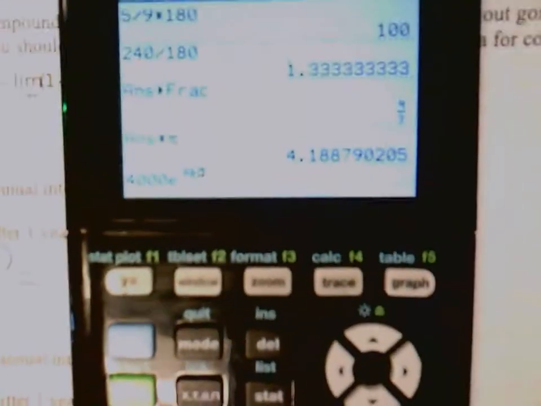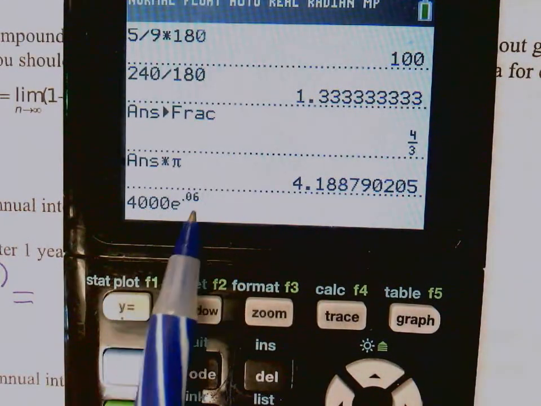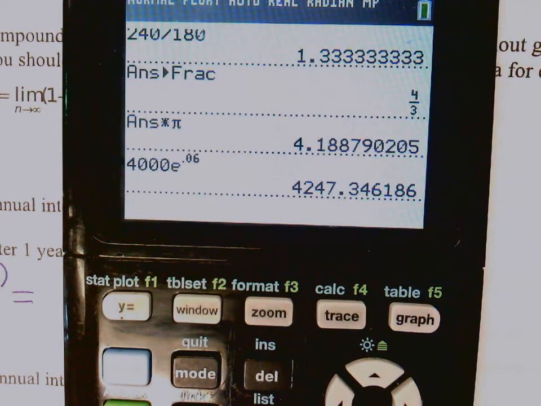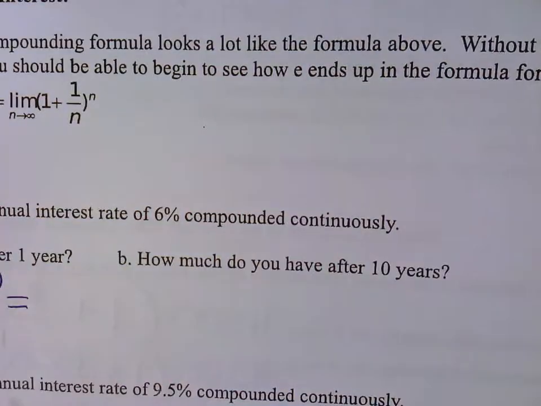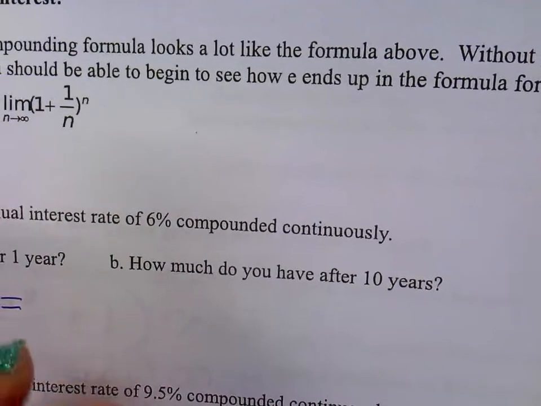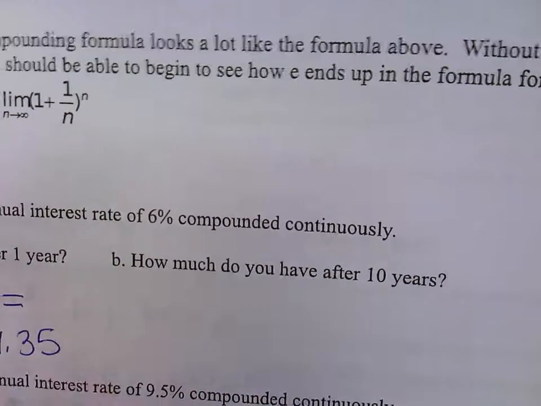All right, so 4,000 E, and then in the exponent is the 0.06 power, gives me 4247. Did you get that one okay? So now you try it for 10 years. Yep, they're right there on that. 42, 47, and 35 cents. You do it for 10 years.